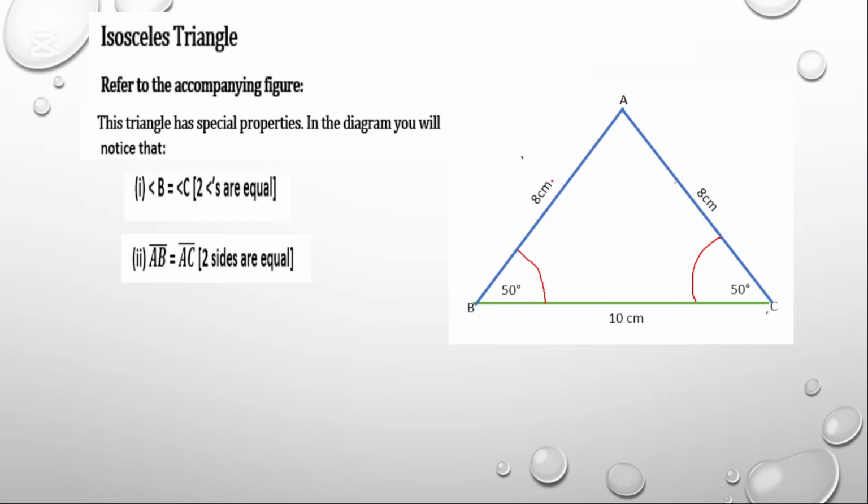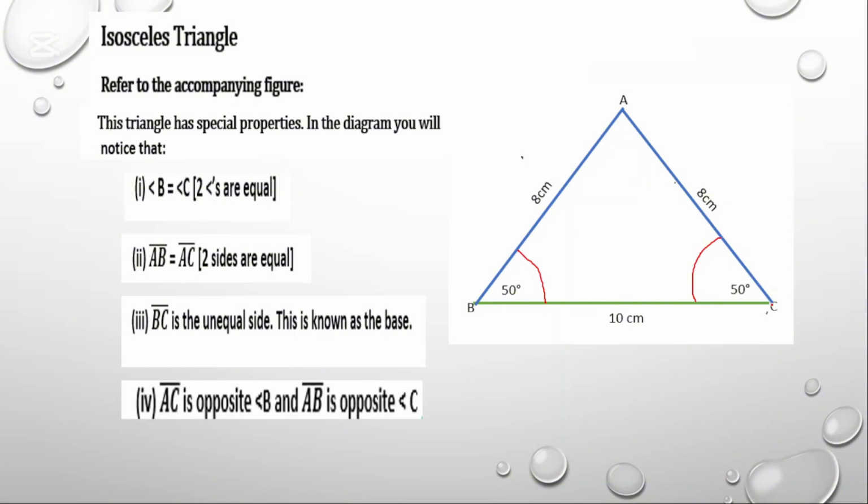This side is equal to that side. So AB is equal to AC. Two sides are equal and two angles are equal. This BC over here, this is our unequal side, right? You can see it's 10 centimeters. That one is 8 and that one is 8. Now this is also known as the base of the isosceles triangle.